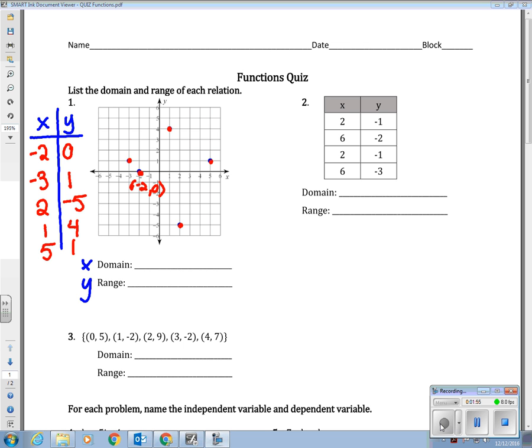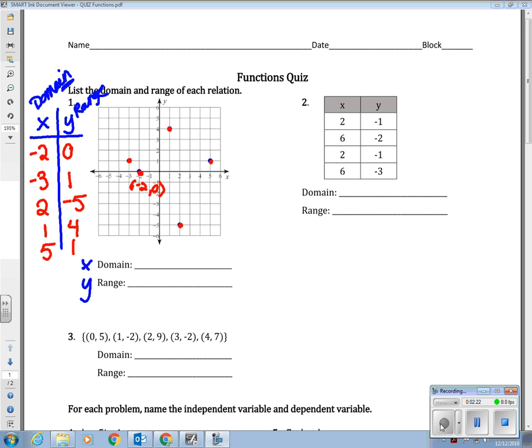Now, it's asking me to list the domain and the range for each relation. The first thing I'm going to look at is this column right here, because I said that x is also my domain. Remember, we talked about all those different words that x means: domain, input, independent, all those words that have an IN in the word. And then y is going to be my range, along with the other words like output and dependent variable.